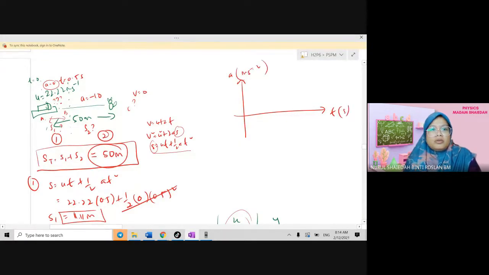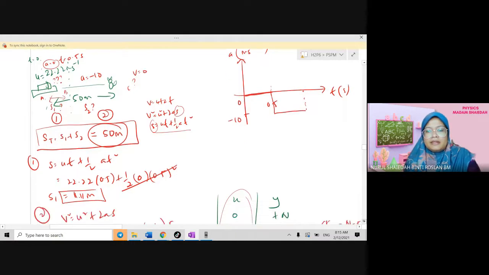Okay. So mula-mula bila T0 until T is 0.5, A is 0. Kenapa A is 0? A is 0 kat bawah sebab dia tak ada acceleration. And then A is -10, so dekat bawah. So -10. Okay, but I need to find the time. So my time, macam mana nak cari my time?